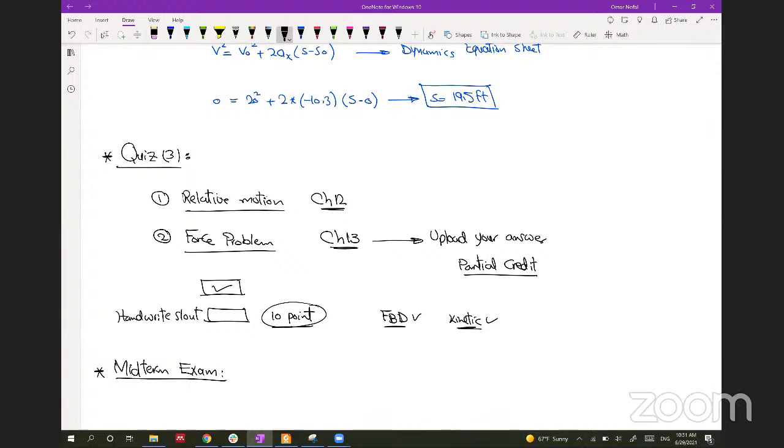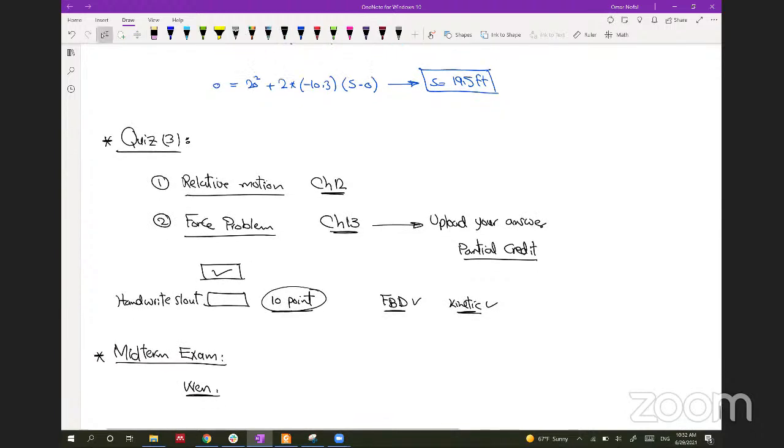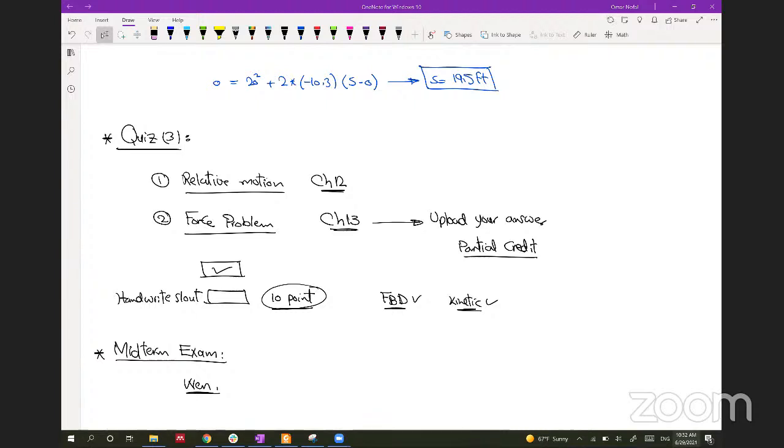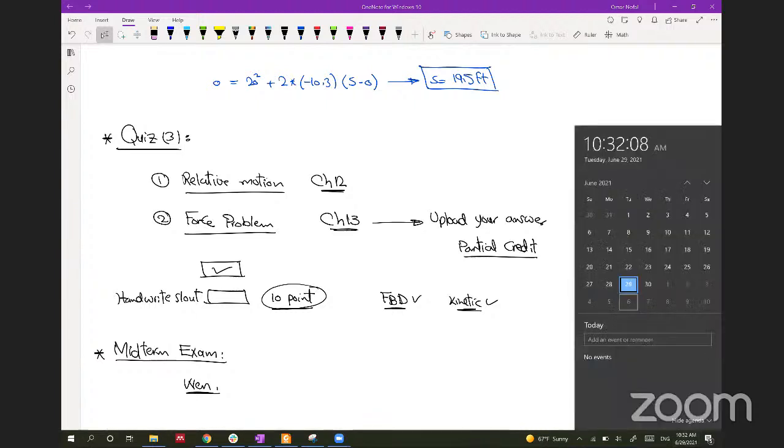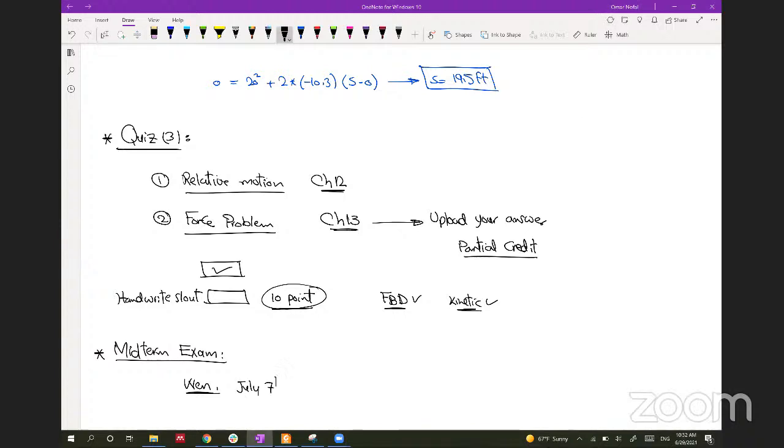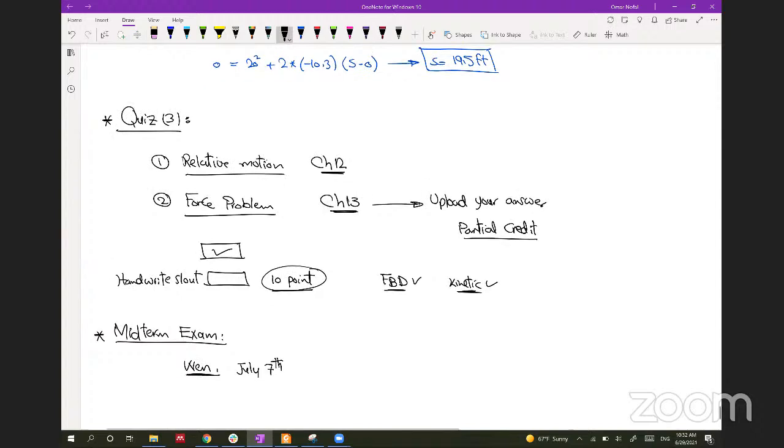So the midterm exam will be either on Wednesday, July 7th. I know that most of you don't give attention to the announcement, and actually the announcement has a lot of information about the midterm, quizzes, homeworks, and the deadlines. So please read these announcements. I'm also trying to illustrate everything here.